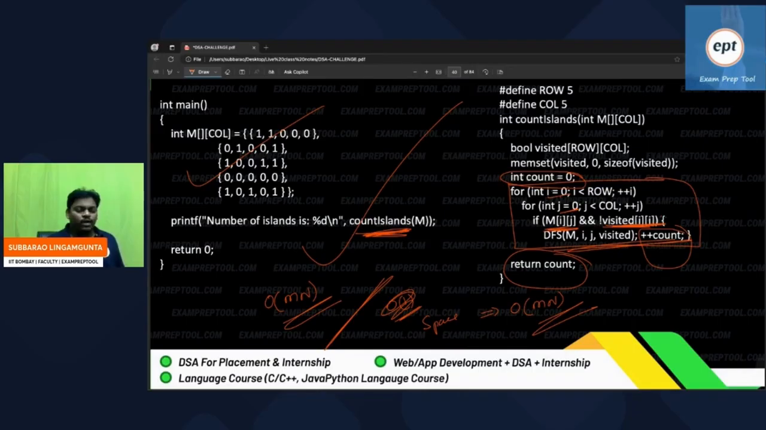Those people who are not getting BFS, DFS, please understand BFS and DFS. It is exactly like counting the number of connected components.